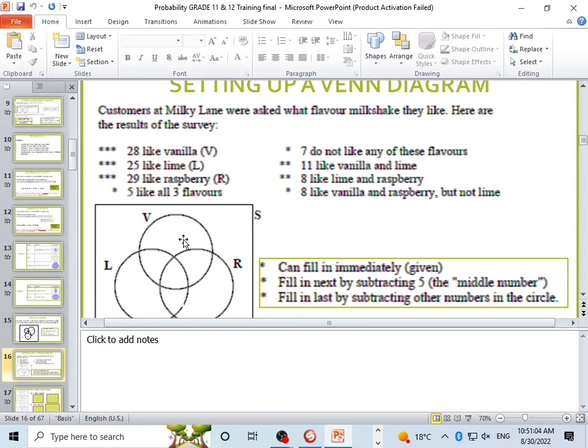Now let's look at what we have. We have 28 for vanilla, 25 for lime, 29 for raspberry. Neither of those three can I use. Can't start with them. 5 like all 3 flavors. Can I start with that one? Where does it go? Right in the middle. Okay, so put it right in the middle where they cross. It's going to be there.